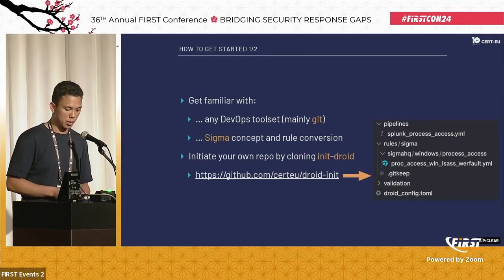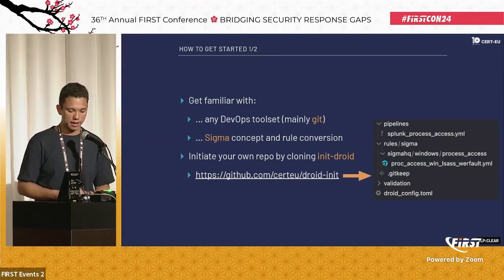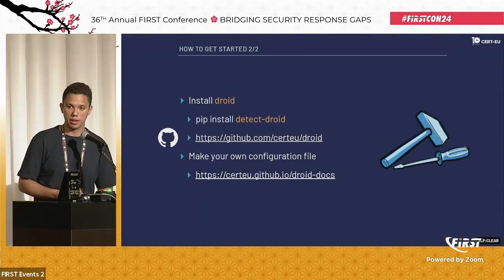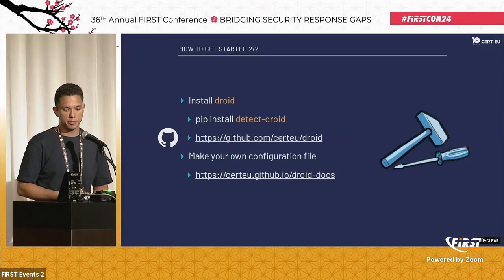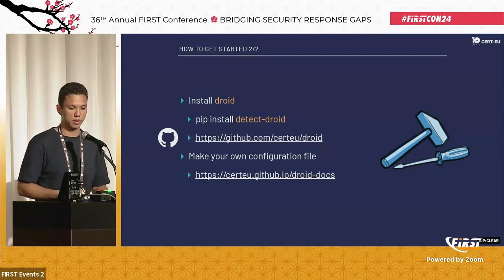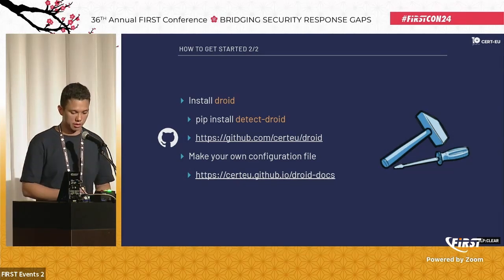To use the same Git repository as us, just clone the repo that we have uploaded, and after that you can install Droid and start to configure your Git repository. If you already have a Git repository with detection rules, it is going to require some adaptation and some configuration with Droid, but it will work in the end.